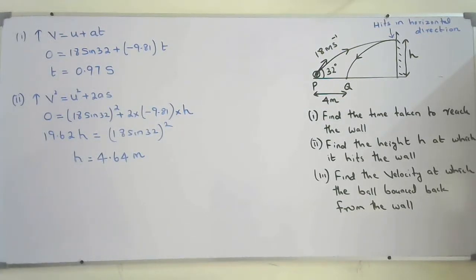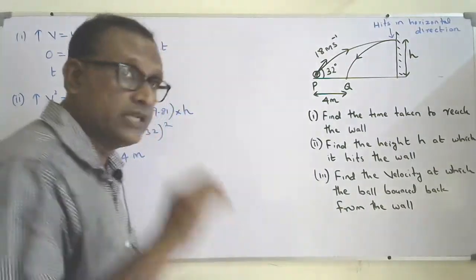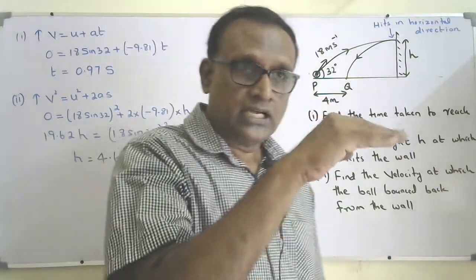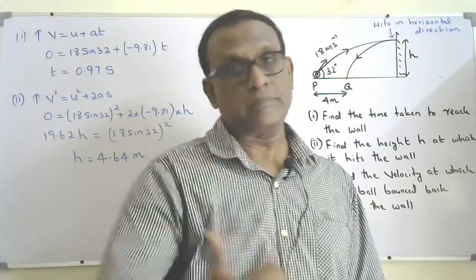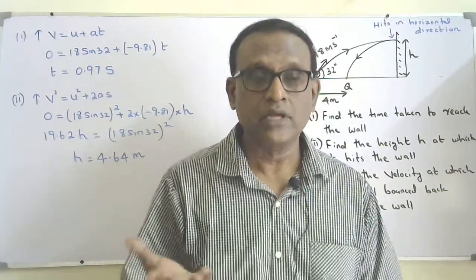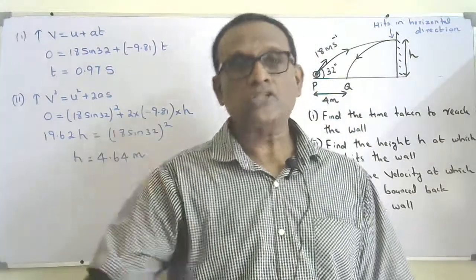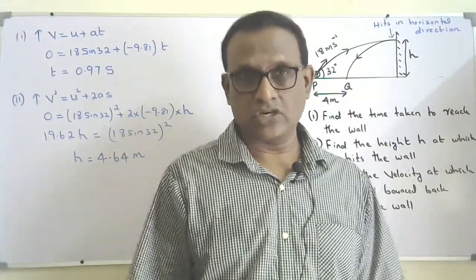Okay, right. Third part, find the velocity at which the ball bounced back from the wall. So it's hitting the wall horizontally. So certainly it will bounce back in horizontal direction. Even if you think in terms of momentum, before hitting the velocity is horizontal means it will bounce back in the same direction, horizontal direction.